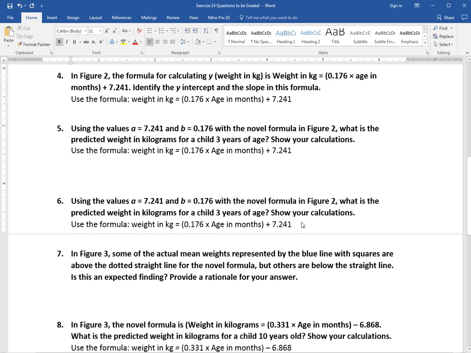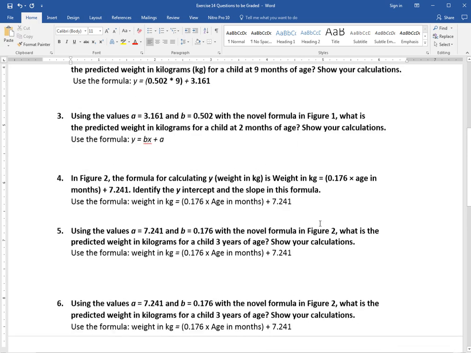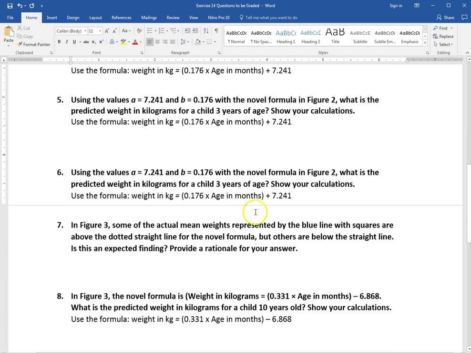Number 6, using the values a equals 7.241 and b equals 0.176 with the formula in figure 2, what is the predicted weight in kilograms for a child 3 months of age? So the formulas that we have in figure 1 and figure 2, they're both regression formulas, but they have slightly different values for slope and intercept. So it's the same formula, but here my values for my slope and my intercept are a little bit different than they are here. Okay, so come back to this one.